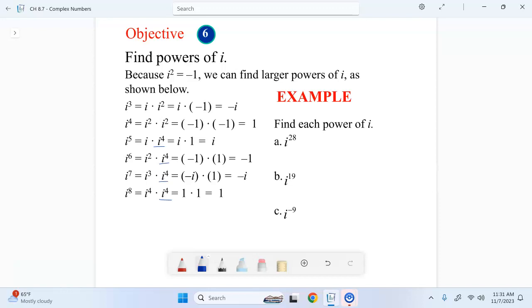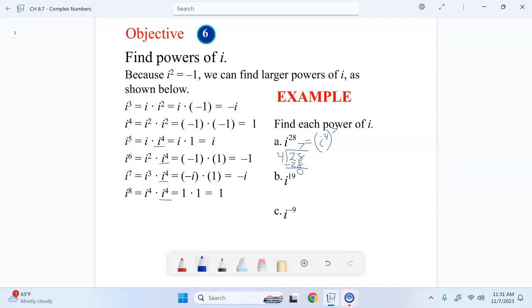So what we want to do is write this as i to the fourth to some power, some number of times. We need to figure out how many times i to the fourth goes into 28, which means we need to divide 28 by 4. How many times does 4 go into 28? 7 times. Do I have anything left over? No. Okay? So, because I have nothing left over, that just means that i to the fourth 7 times is equivalent to i to the 28.